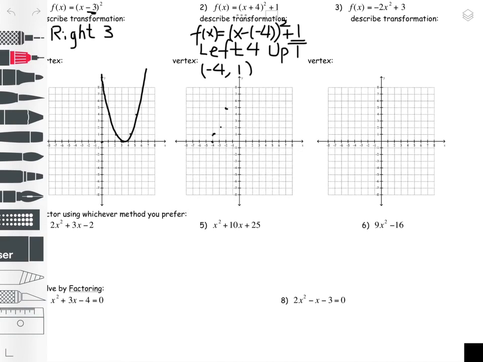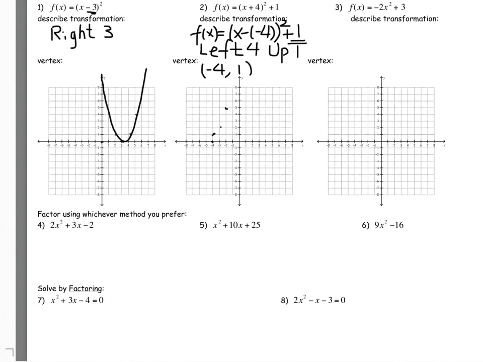let me erase that point. Left 1 up 1, left 2 up 4. So notice I always start from my vertex point, and that's the whole idea of transformation. I start from my vertex point, so I identify my vertex point first. By the way, for the first one, I forgot to write down the number. The vertex should be located at 0, 3.